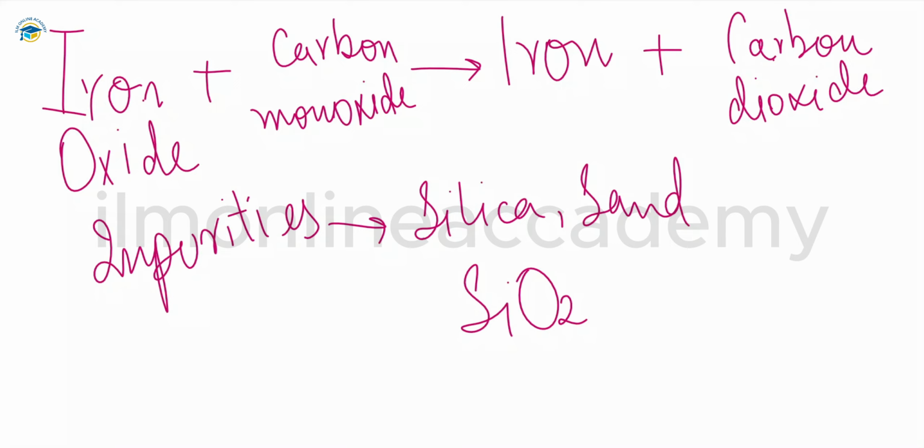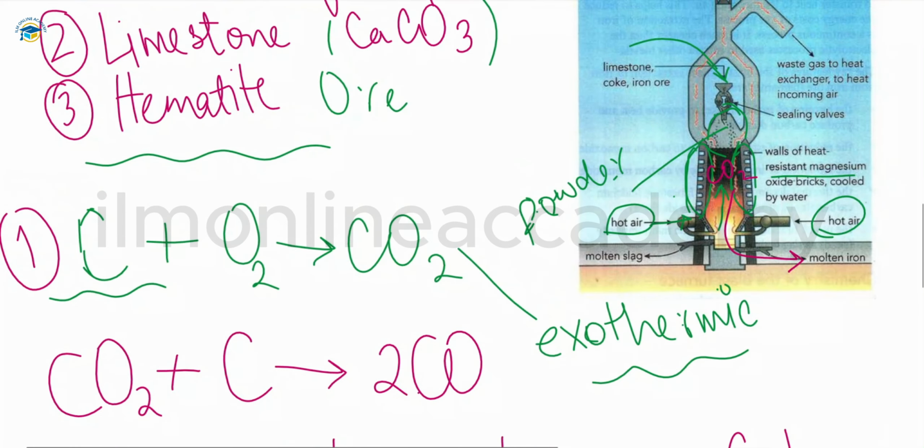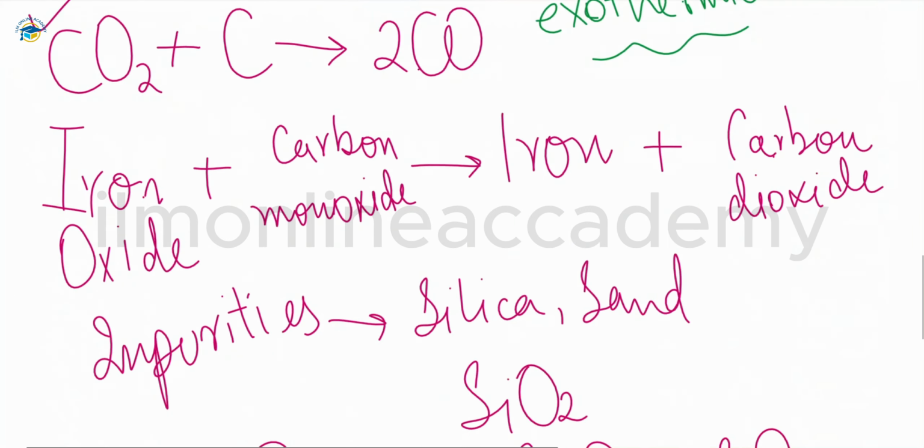Calcium carbonate undergoes a thermal decomposition reaction. When CaCO3 is heated, it forms calcium oxide, CaO, and carbon dioxide is released. The carbon dioxide then reacts with more carbon. You can see this equation here, and then it forms carbon monoxide.